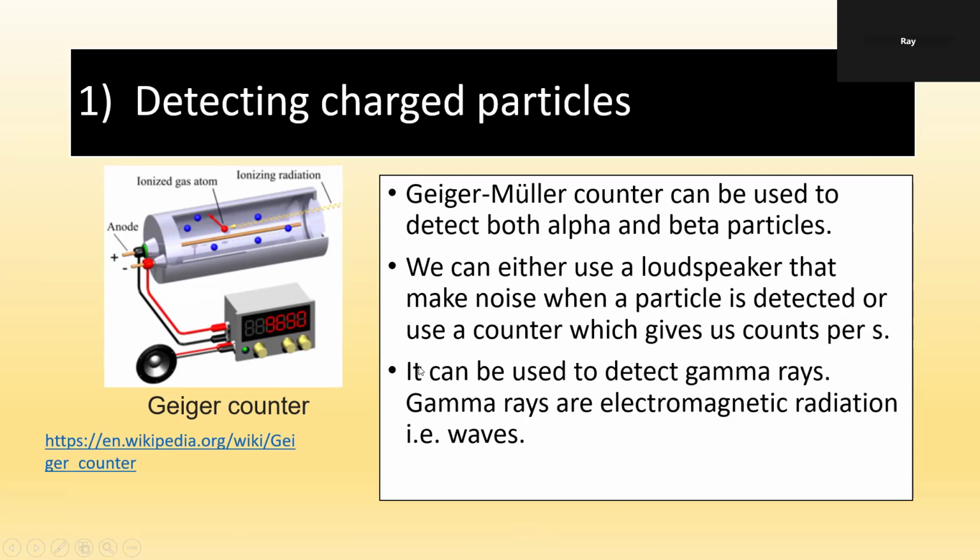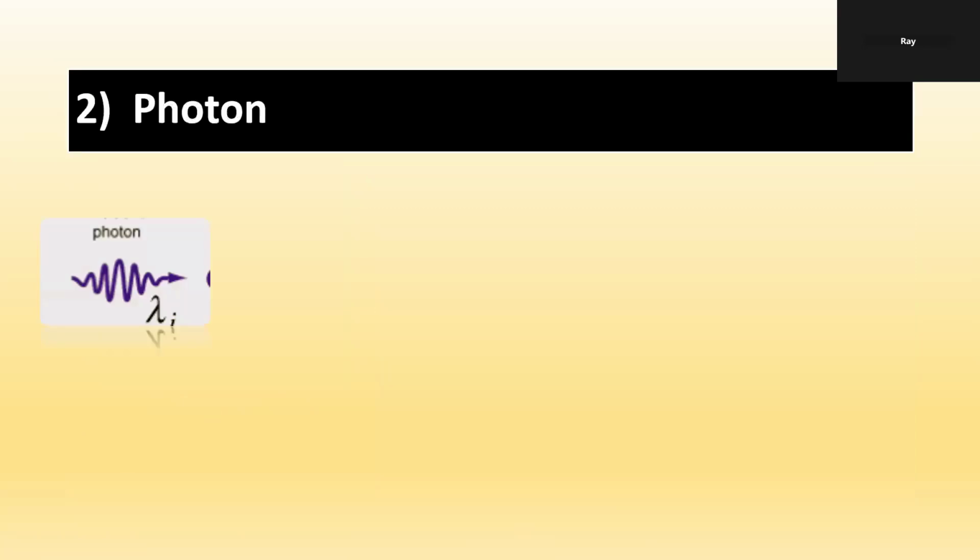It can be used to detect gamma rays. Gamma rays are electromagnetic radiation, that's waves. So gamma rays must behave as particles if they are going to be detected as radiation. Gamma rays can behave as particles. Photon, right? That's our symbol of photon.